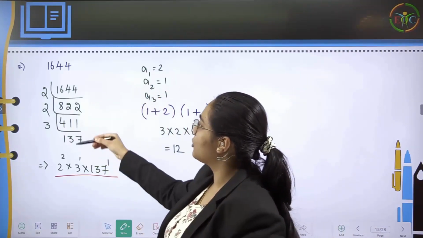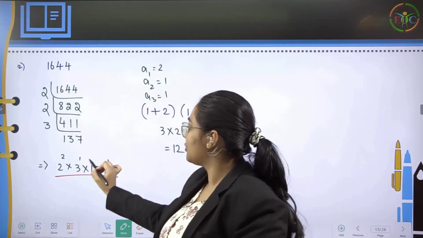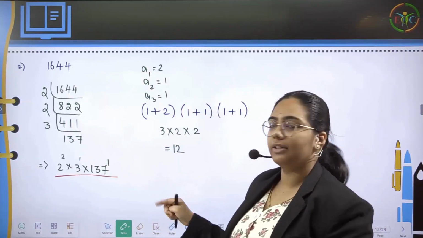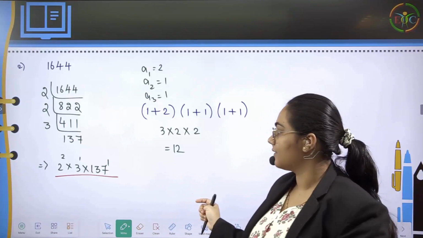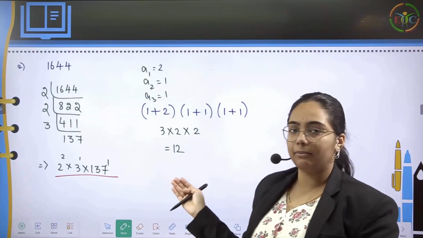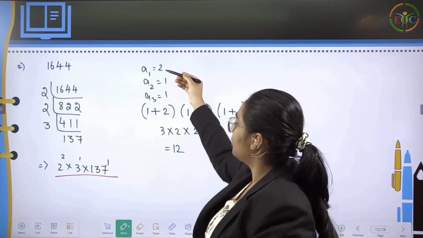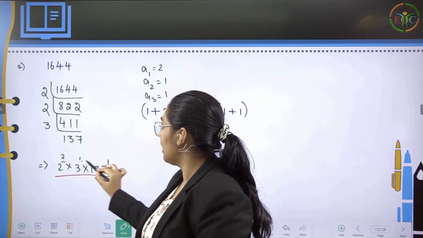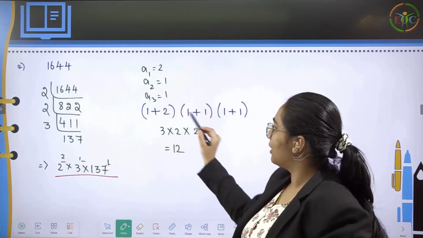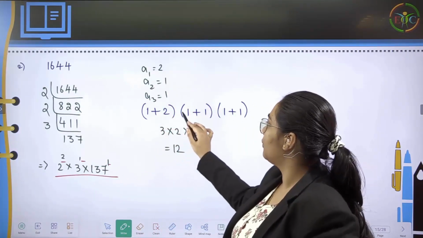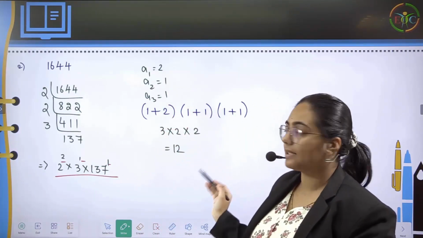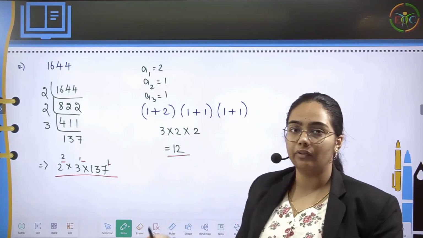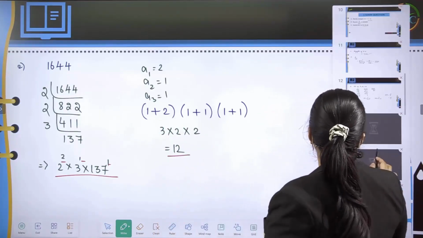So over here, when I'm finding the prime factorization, the factors I'll be getting are 2 square into 3 to the power 1 into 137. 137 is a prime number. So over here we only have to consider the powers. 2, 1 and 1 is what I'm having. So again 1 plus 2 into 1 plus 1 into 1 plus 1. So 3 into 2 into 2, which is going to be equal to 12. Right.